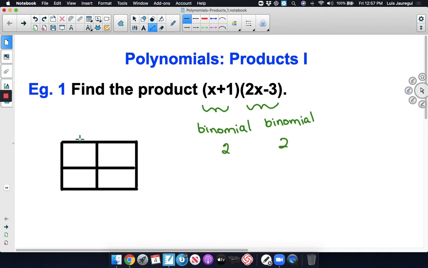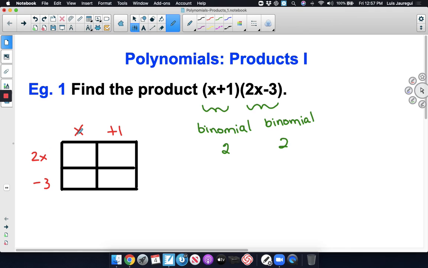Okay, now that we actually have this area model, the next step is to simply write down the factors. So the first factor is x plus 1. I'm going to go ahead and write that out here. And the other factor is 2x minus 3. So let's go ahead and write that over here on the side. And now all we have to do is to multiply two terms at a time.